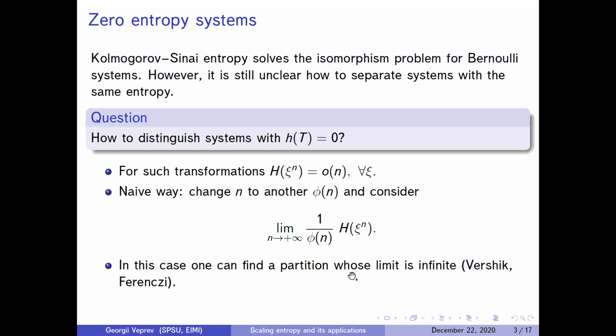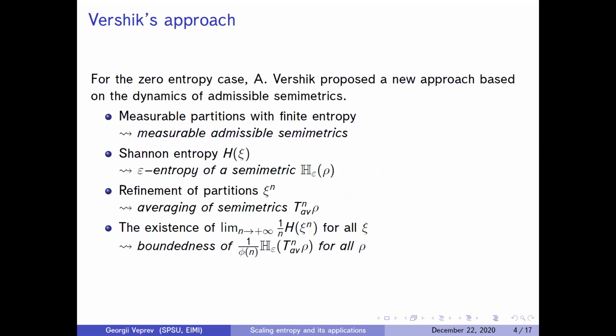Then the approach that worked, and that I would like to talk about, is the approach by Anatoly Moiseyevich Vershik. Let me mention some analogies between this approach and the classical one, where there are several counterparts, and they are the following. Instead of a measurable partition with finite entropy, we will consider some measurable admissible symmetrics. I will define that later. And instead of the Shannon entropy of a partition, we consider the so-called epsilon entropy of a symmetric. Then instead of taking joins of partitions, we consider the averages of the symmetric over n iterations of T. And then we replace this limit by just asking whether this sequence is bounded or not.